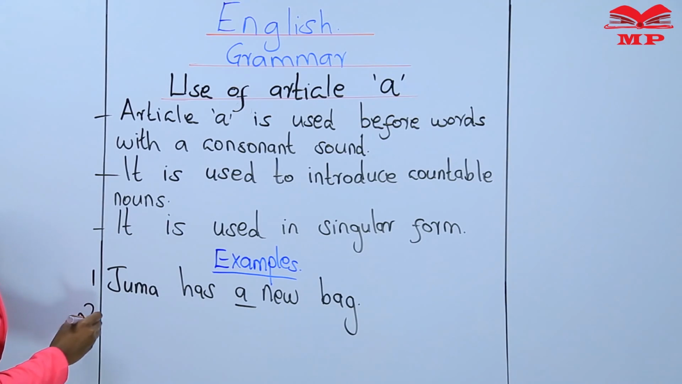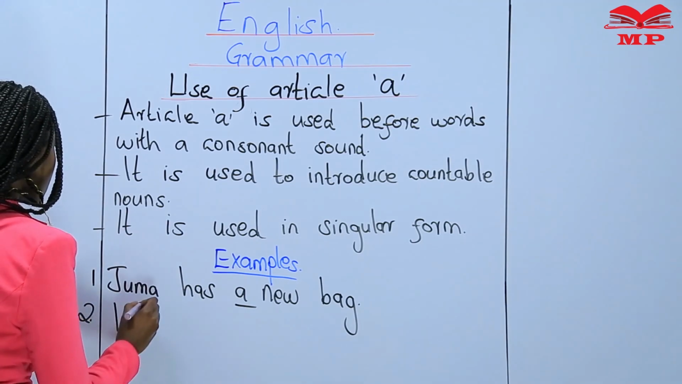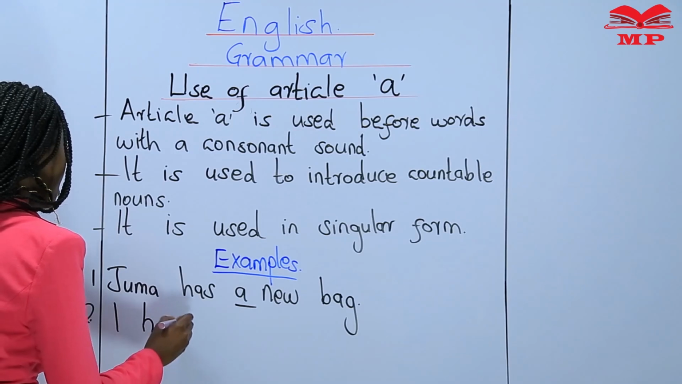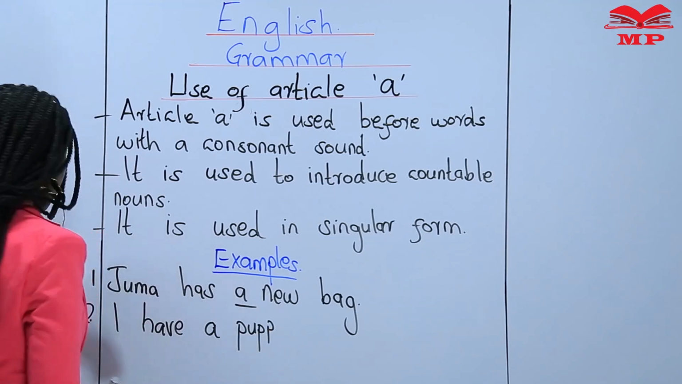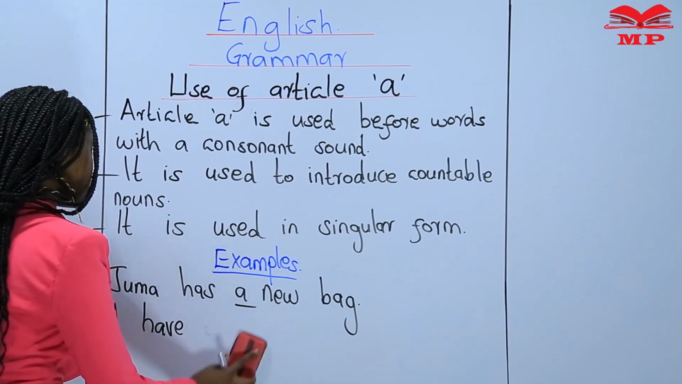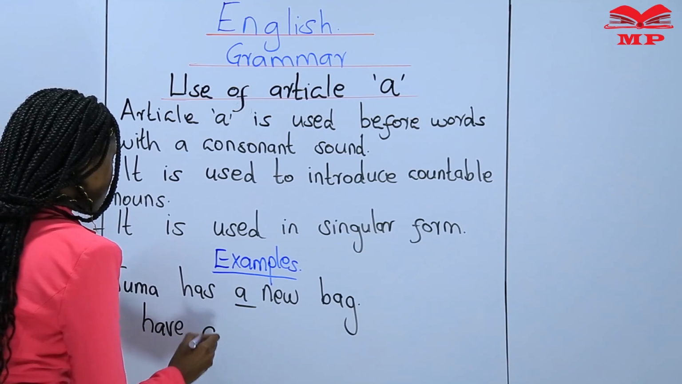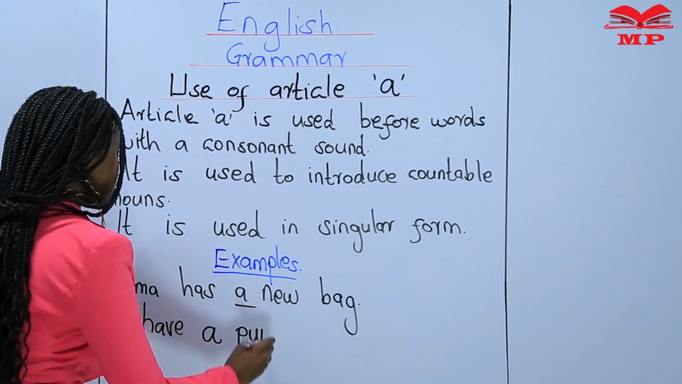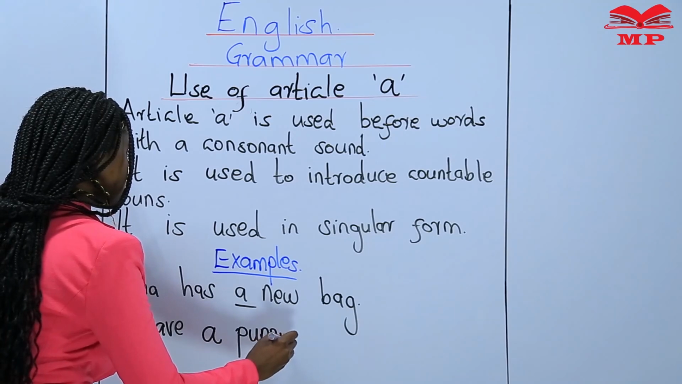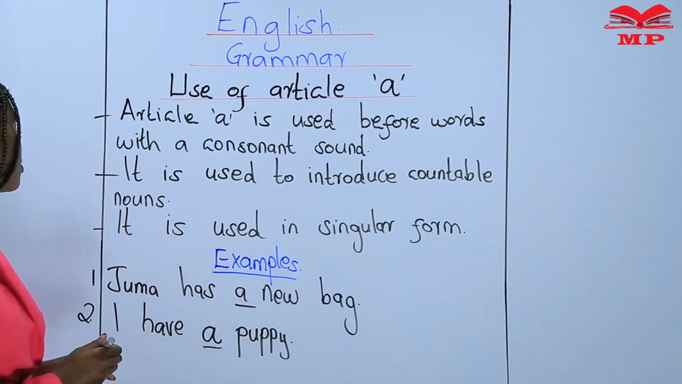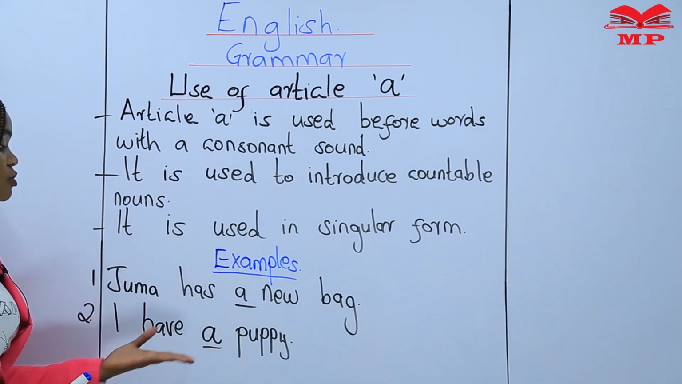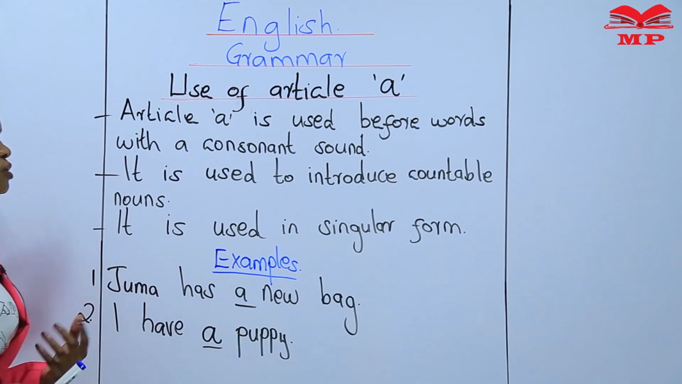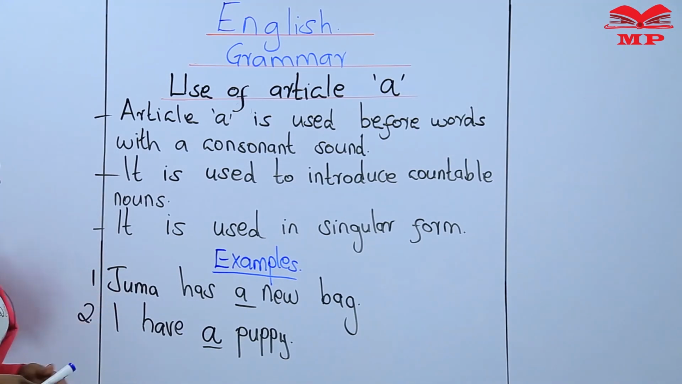Another example, I have a puppy. So I have a puppy. Look at the word puppy. It starts with a consonant sound, and therefore we shall use article a to introduce the word puppy. I have a puppy.